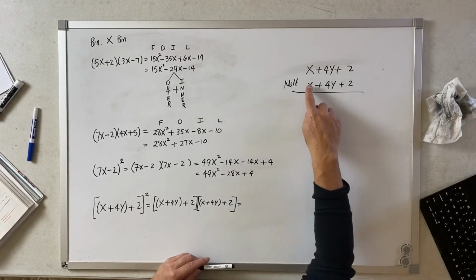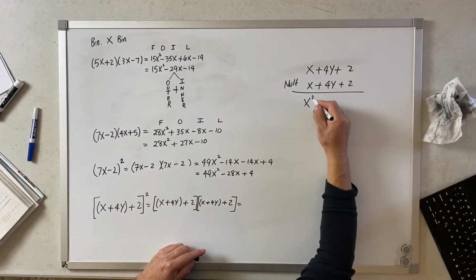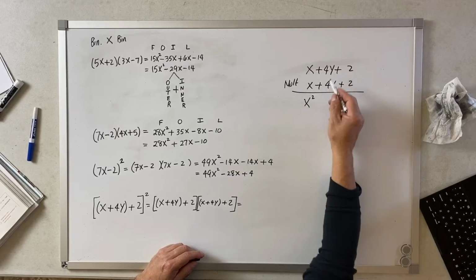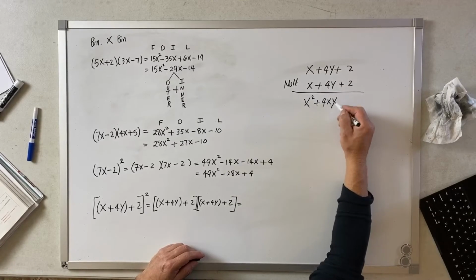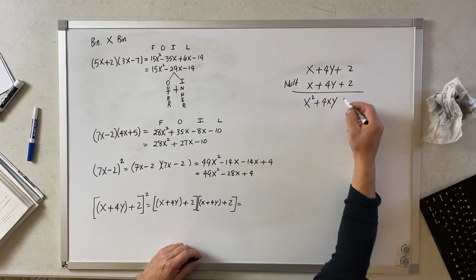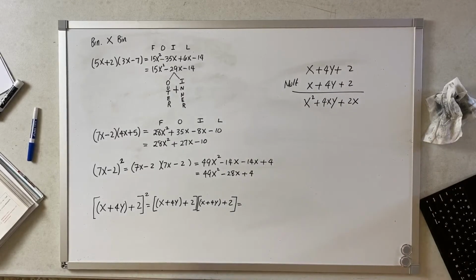So multiply this times all of them. So x times x is x squared. x times 4y is plus 4xy. And x times 2 is plus 2x. Let's see what happens, okay? I don't know what's going to happen.